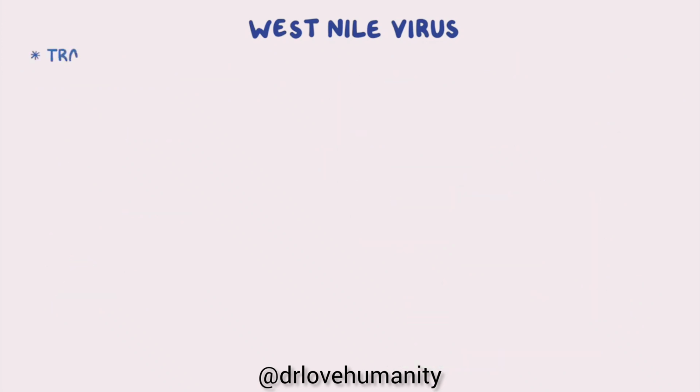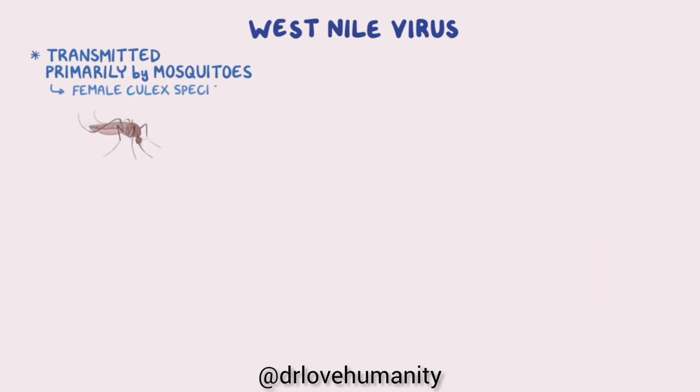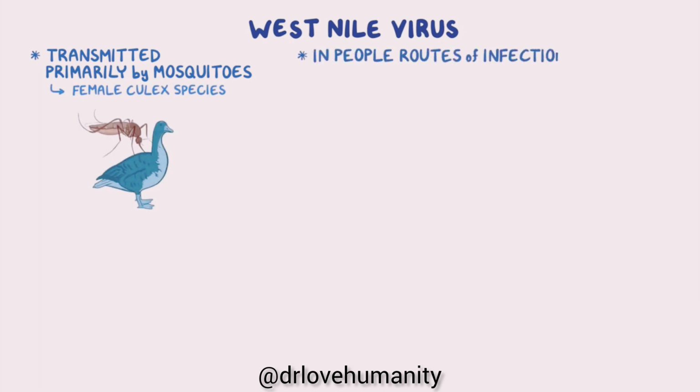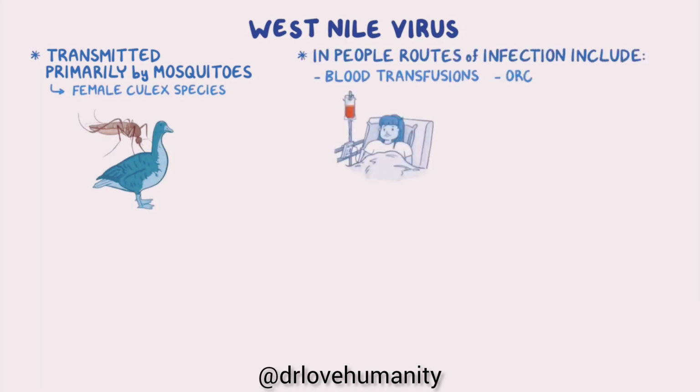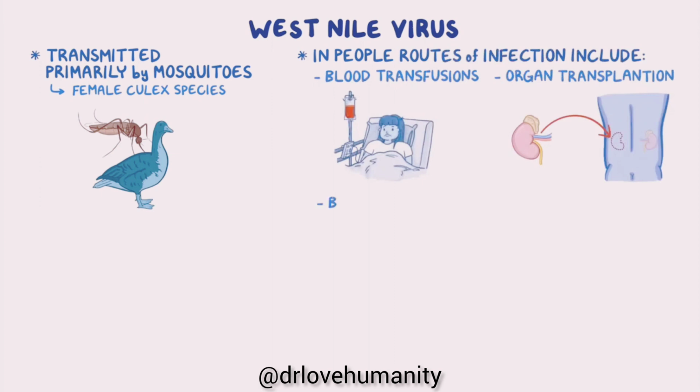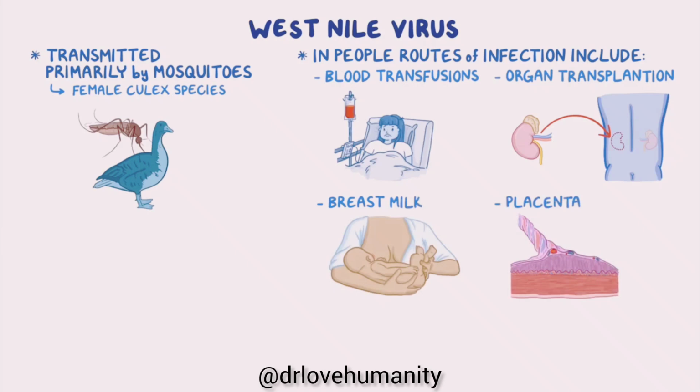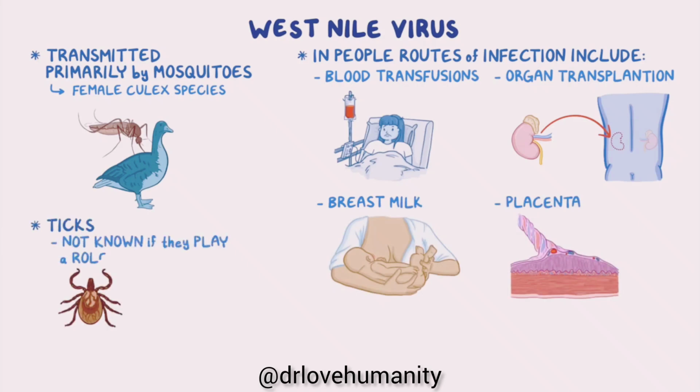West Nile virus is transmitted primarily by mosquitoes, most often the female Culex species, which usually feed on birds. In people, other routes of infection include blood transfusion, organ transplantation, passage through breast milk, and occasionally across the placenta. The virus has also been found in some tick species, but it's not known if they actually play a role in passing the virus to susceptible animals or people.